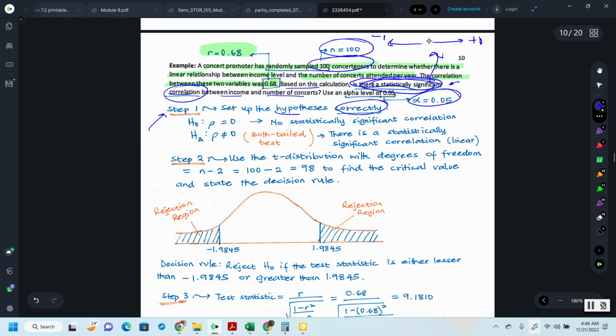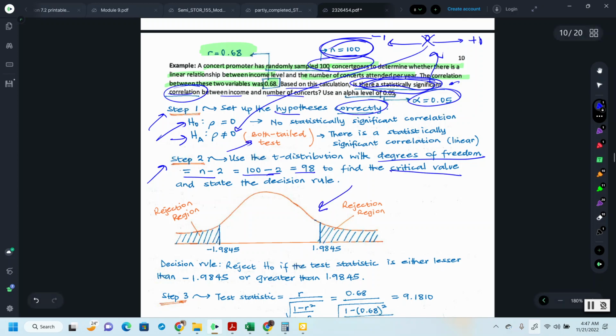So that means we are looking at a case where it is just significantly different from 0. That is, it is not equal to 0. That goes to the alternative hypothesis, which means we're going to have a two-tailed test. Okay, so that leaves the null hypothesis with the option of setting it equal to 0. Step 2, as we have done in the previous two examples, we need to get the degrees of freedom, which is n minus 2, and that will be 100 minus 2, which is 98, in order to find the critical value.